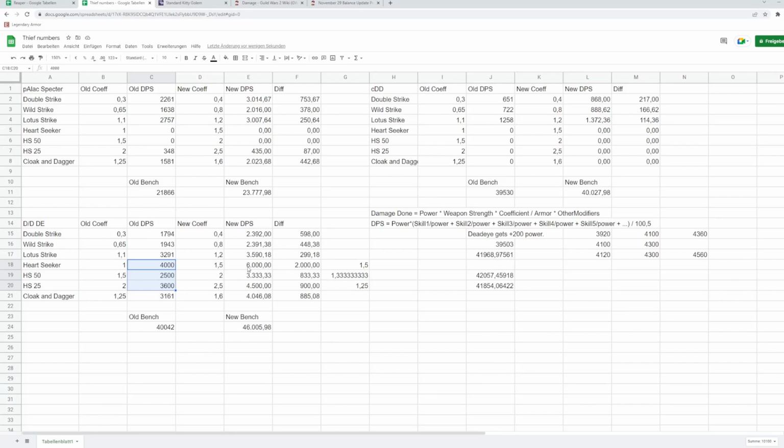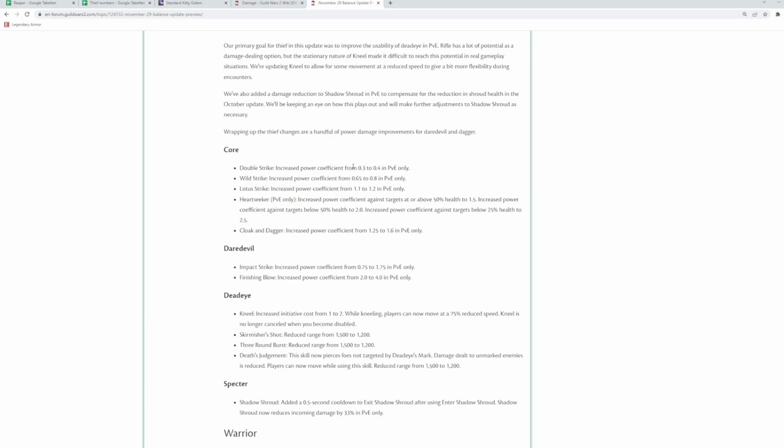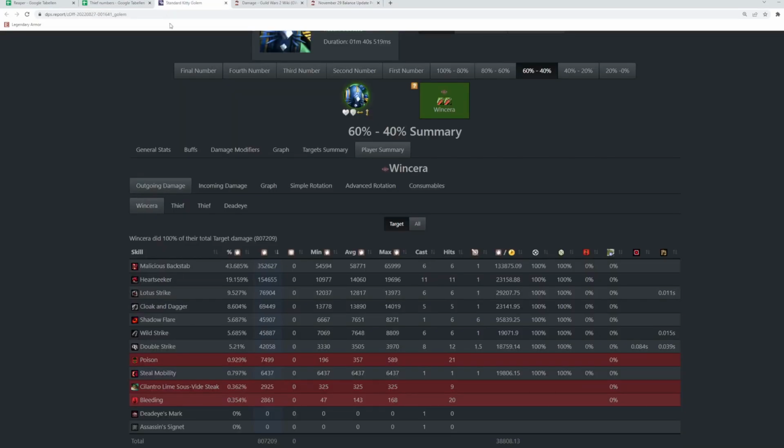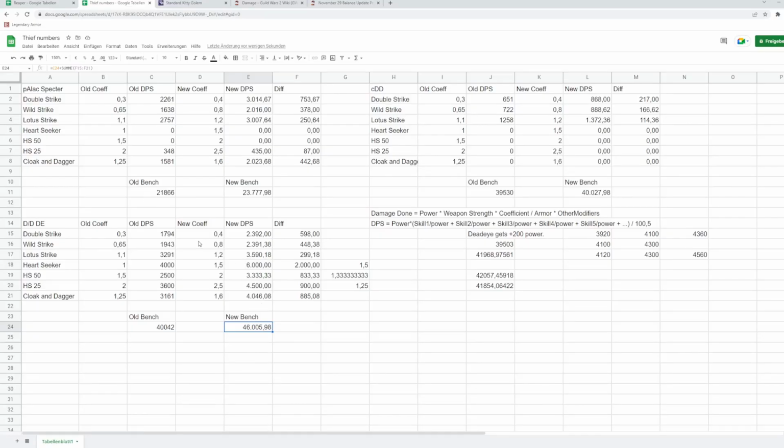In total, if you now apply the buffs to it, it leads to different levels of DPS differences. And as you can see, the buff is way bigger above 50% health. And finally, we get to a prediction of 46k DPS. That's essentially how this kind of thing works. We can use the patch notes, these increased power coefficients by such and such, and a DPS log in order to make a benchmark prediction in a very basic fashion.